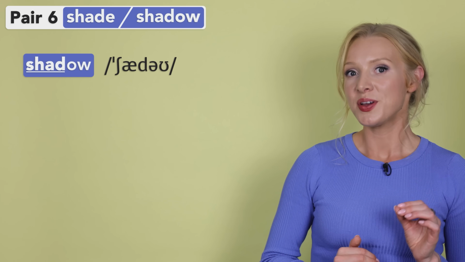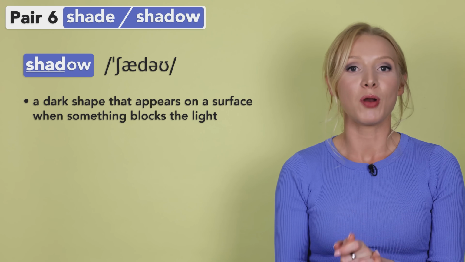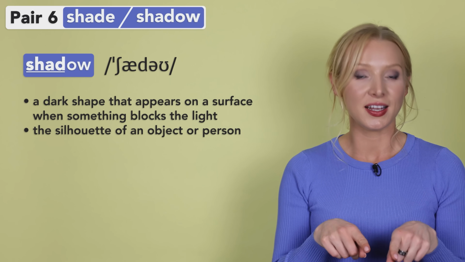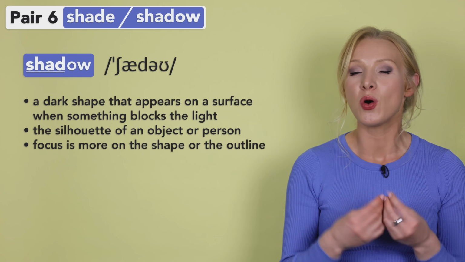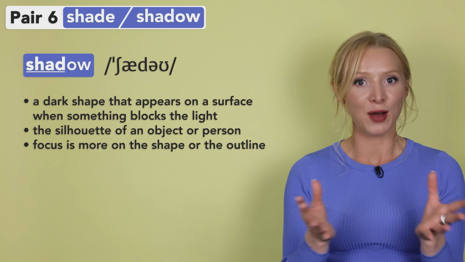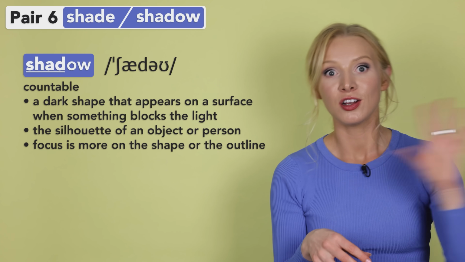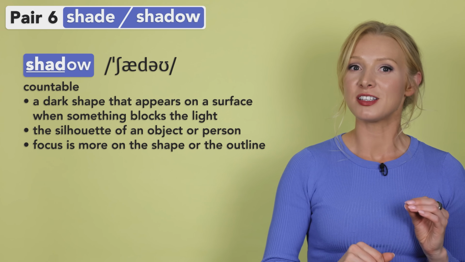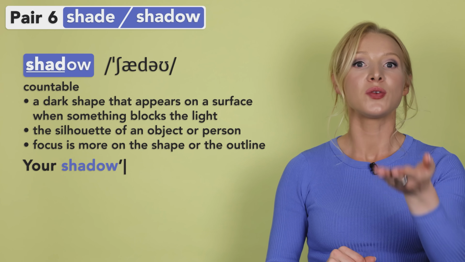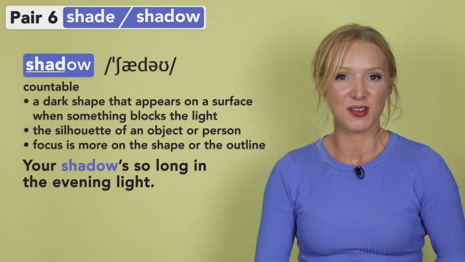A shadow is a dark shape that appears on a surface when something blocks the light. It's the silhouette of an object or person. The focus is more on the shape or the outline, and shadow is countable. Shade uncountable, shadow countable. Some examples. Your shadow's so long in the evening light. Did you notice that when you were a child?